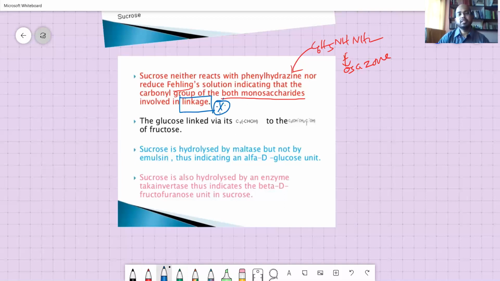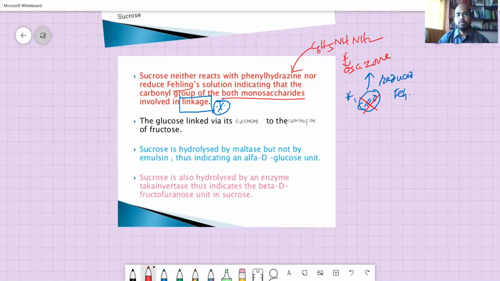How do you get this osazone? If you have a C double bond O and H, it is reduced by Fehling's solution, or Benedict's reagent or Tollens' reagent. There are so many reagents which react with C double bond O. So if you have a free CO group, it can be converted into a reducing sugar, and then into CHOH or an acid like aldonic acid or ascorbic acid. Many acids you have seen. But there is no free C double bond O group there.